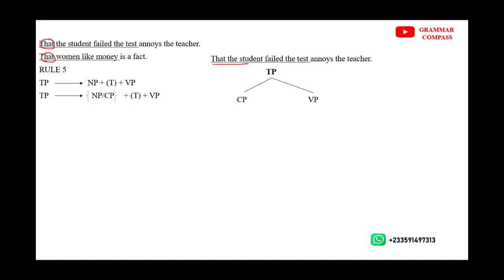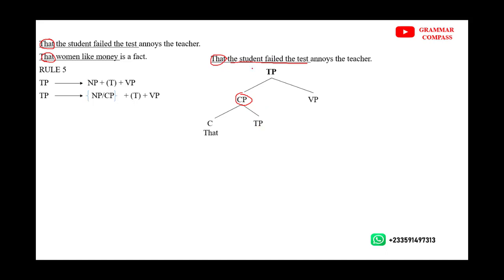Let us break down this CP. We already know the rule for expanding complementizer phrases. So every complementizer phrase will consist of a complementizer. In this case, the complementizer is the word that. This complementizer phrase, that is, that the student failed the test, consists of a complementizer and then a TP. Now, the TP part of the complementizer phrase is this part, that is, the student failed the test. So let us expand this part of the complementizer phrase.